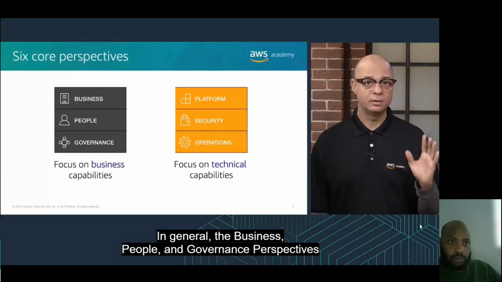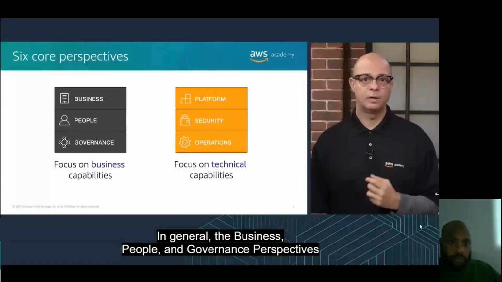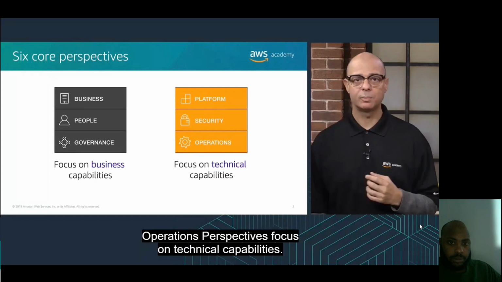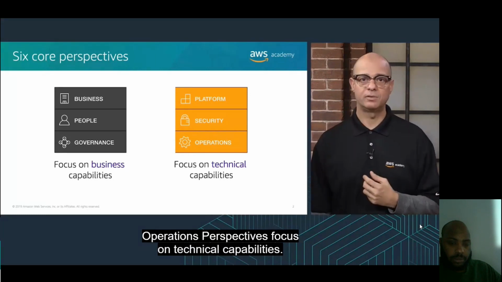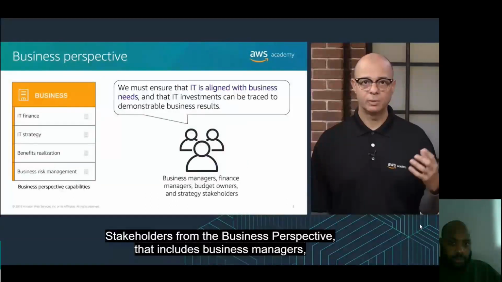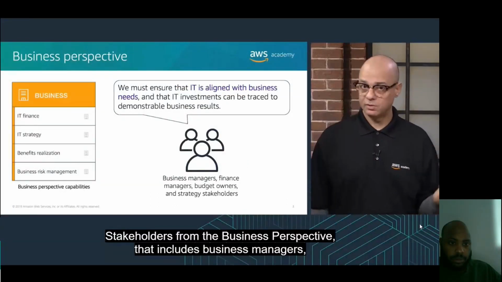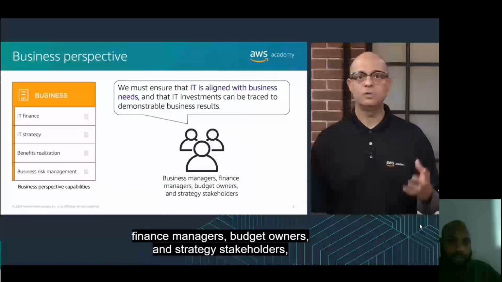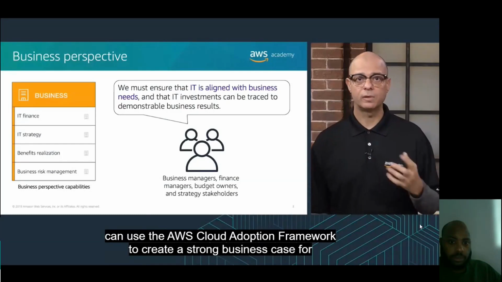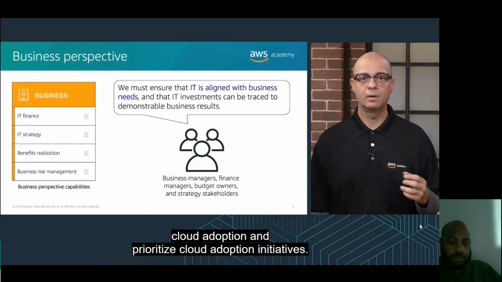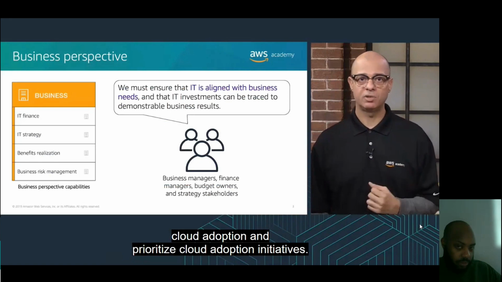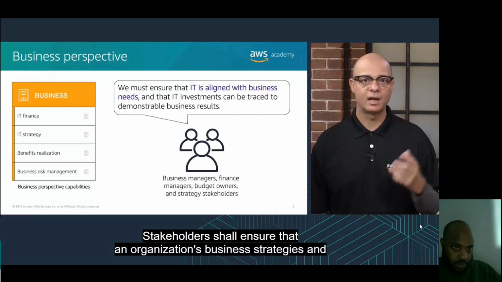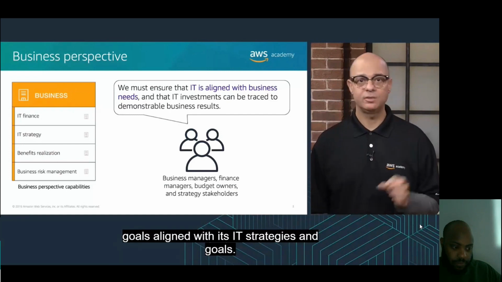In general, the business, people, and governance perspectives focus on business capabilities, while the platform, security, and operations perspectives focus on technical capabilities. Stakeholders from the business perspective, that includes business managers, finance managers, budget owners, and strategy stakeholders, can use the AWS Cloud Adoption Framework to create a strong business case for cloud adoption and prioritize cloud adoption initiatives. Stakeholders should ensure that an organization's business strategies and goals align with its IT strategies and goals.